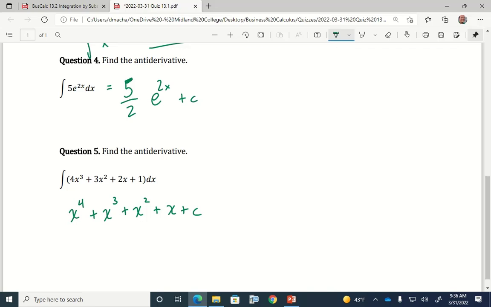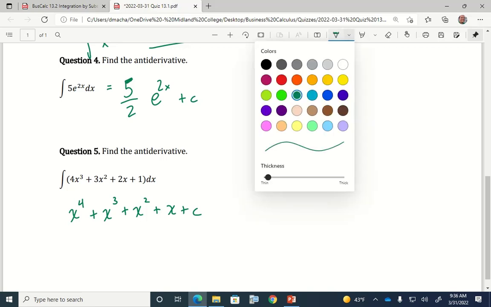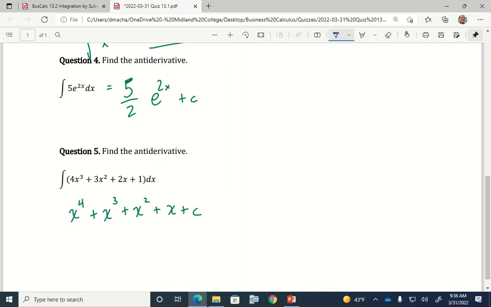And you can check all your answers, remember, by just taking the derivative of your answer and seeing if you get back your integrand. So like if I take the derivative of this answer with respect to x, that would be 4x cubed plus 3x squared plus 2x plus 1. And sure enough, that's the same as my integrand.